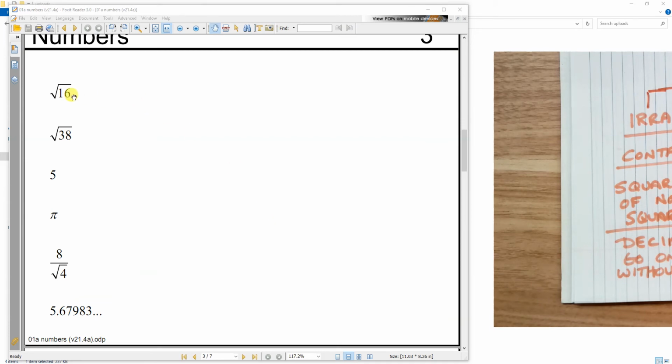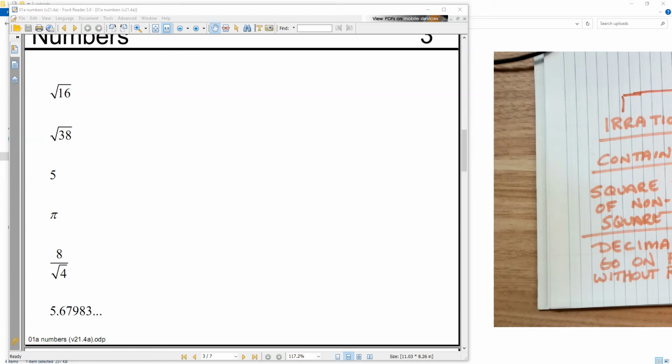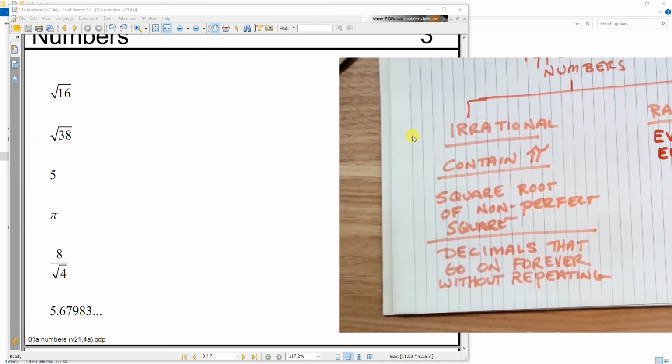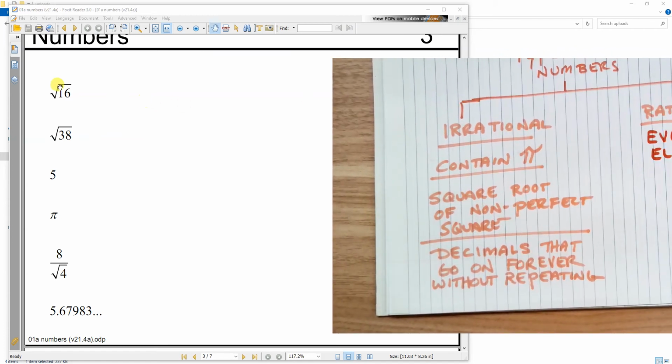Square root of 16. Well, square root of 16 is a square root that I do know. Remember, these are the things right here. Does it contain pi? No. Is it a square root of a non-perfect square? No, it's a square root that I know. I know the square root of 16 is 4. Is it a decimal that goes on forever? No. So what is this? This is rational.